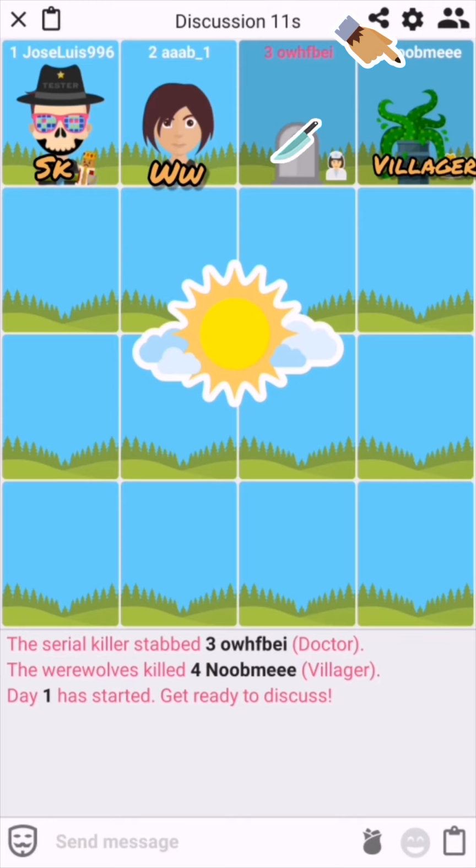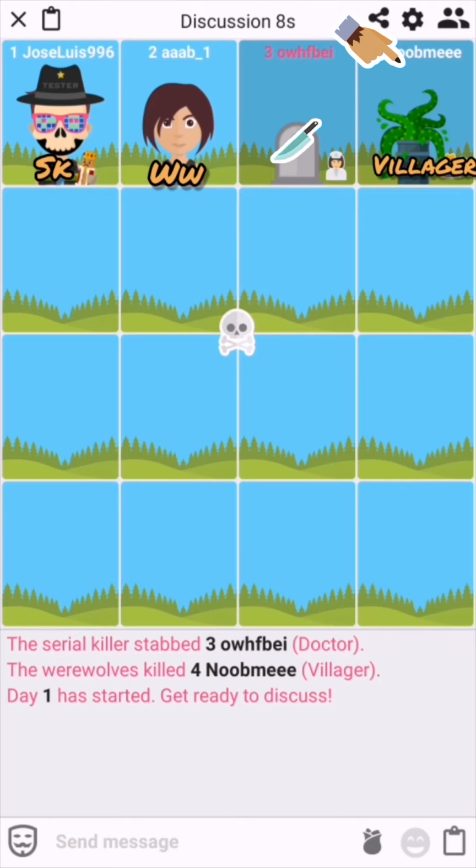Oh, as you can see, both villagers died. Both doctor and the villager died. This means doctor did not successfully protect the villager, and both of them died. So congratulations for evil roles, they killed both targets.